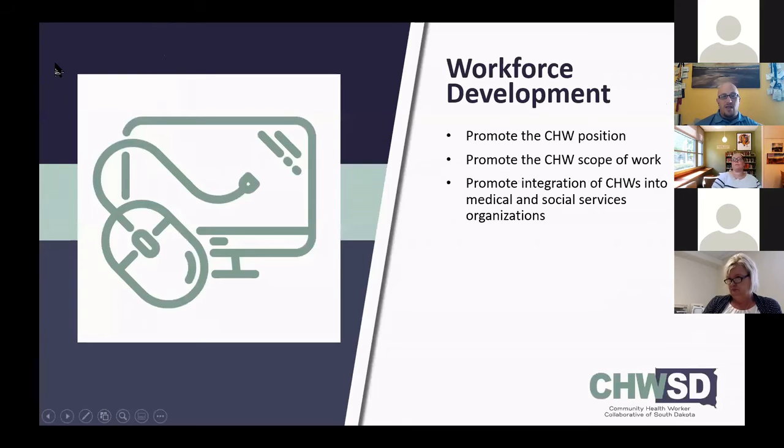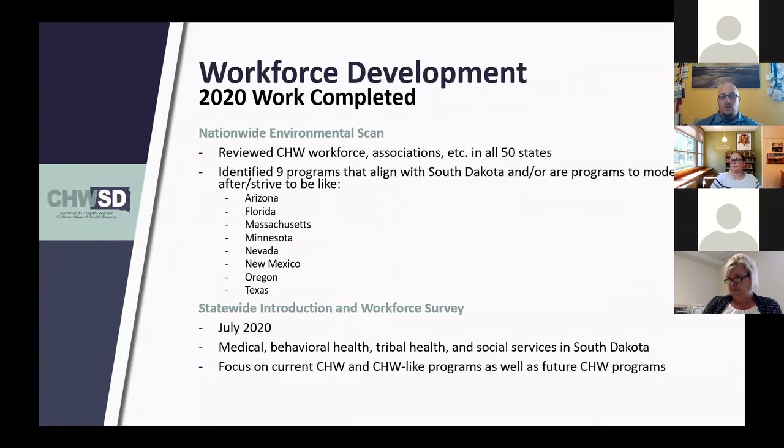Next, we want to look at workforce development. So that's not only promoting the CHW profession, but also promoting the CHW scope of work, and then promoting the integration of community health workers into medical and social service organizations. And so since starting the Community Health Worker Collaborative in January of 2020, we've really done a lot of behind the scenes work to better understand what community health workers look like on a national level.